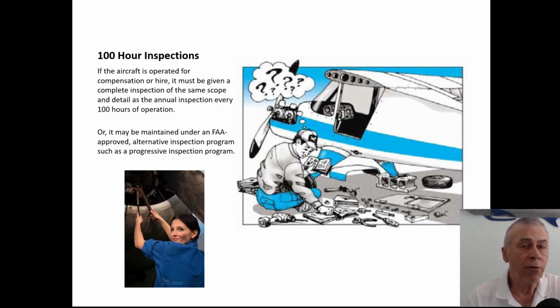More on 100-hour inspections. If the aircraft is operated for compensation or hire, or it may be maintained under an FAA-approved alternative inspection program, such as a progressive inspection program, or maybe even an AAIP.